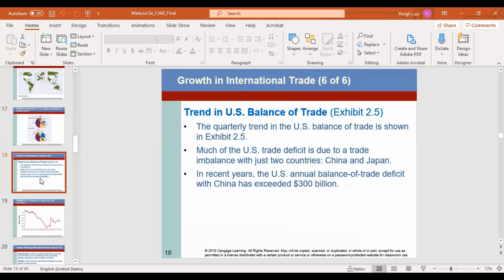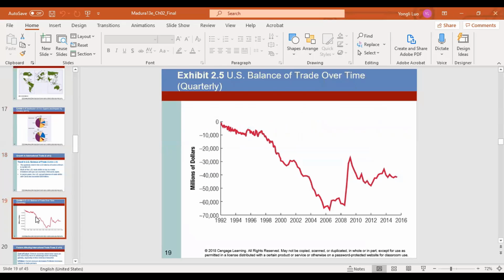Trend in the U.S. balance of trade. The quarterly trend in the U.S. balance of trade is shown in the exhibit here.